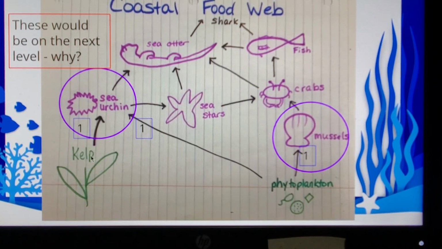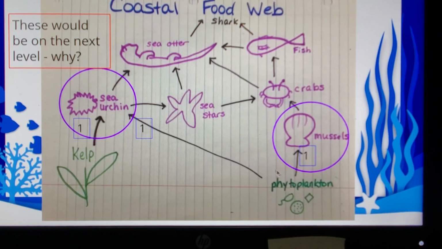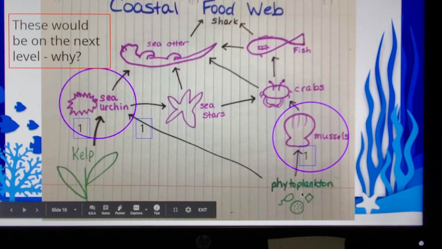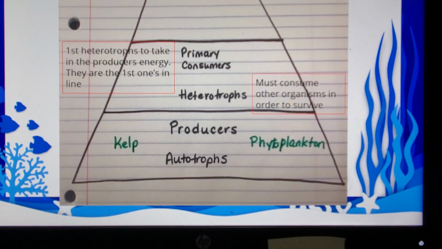So these are one. The sea urchin is eating the kelp, and it's also eating phytoplankton. Mussels eat phytoplankton. So these are primary consumers. They're the first ones eating the energy from the plants. Okay, so we would put them here. So the first heterotrophs to take it, and hetero means that they have to consume other organisms in order to survive. So the first heterotrophs that take the producer's energy are the first ones in line. So they're the primary ones.